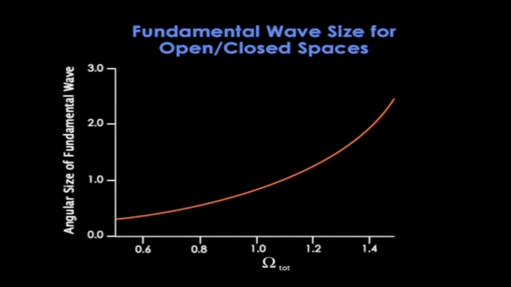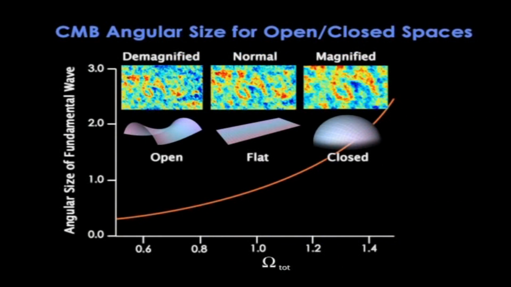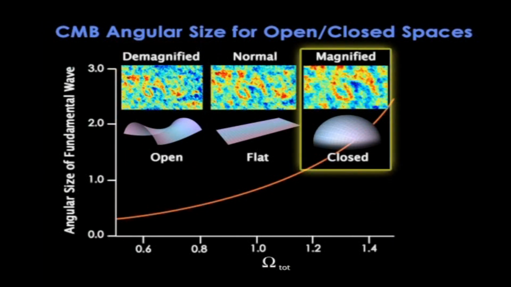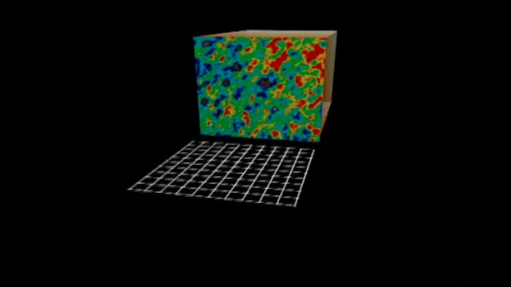So here's the graph that shows the expected angular size for our specific acoustic wavelength seen on the microwave sky. It goes from about 0.3 to 2.5 degrees for an omega total, going from about 0.5 to 1.5. Actually, these sketches help show what's going on using the two-dimensional surface analog. The patches on the microwave sky look smaller in an open geometry and larger in a closed geometry because the universe's curvature acts like a giant lens.